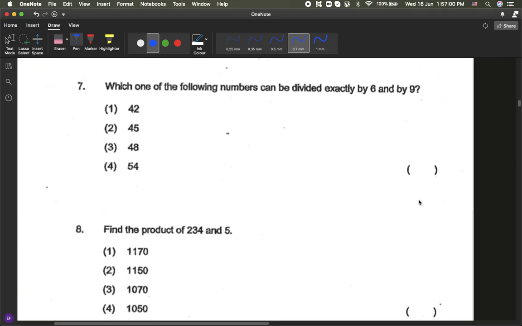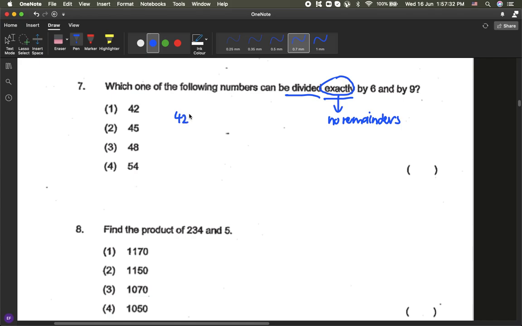Okay, question 7. Which one of the following numbers can be divided exactly by 6 and by 9? Now, one thing to note about this is the word exactly. It means that there should be no remainders when dividing by 6 or by 9. So, let's see option 1.